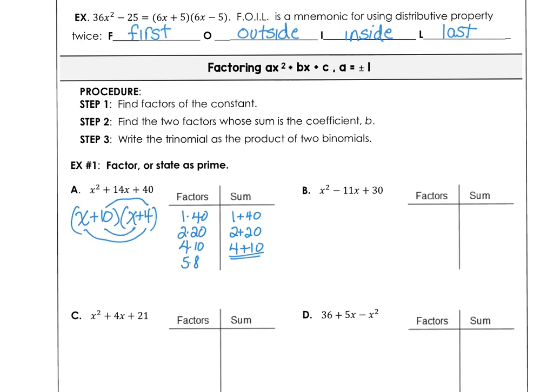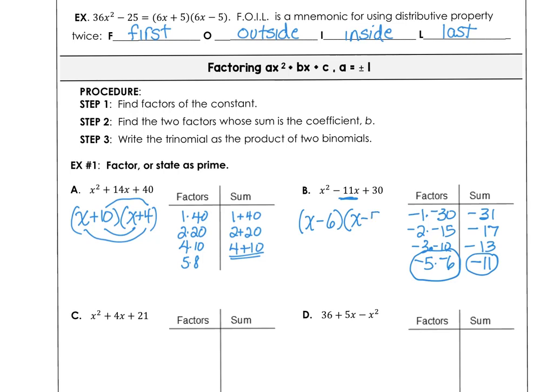In part B, we're doing the same thing. We're looking for factors of 30, but the sum has to be negative 11. So that means we need two negative numbers. Negative 1 times negative 30 won't add up to negative 11. Negative 2 times negative 15 won't add up to negative 11. That gives us negative 17. Negative 3 times negative 10 would add up to negative 13, but negative 5 and negative 6 will multiply to give positive 30, and those two terms will add up to give us the negative 11 we need in the middle. So the two factors, our binomials, will be x minus 6 and x minus 5.